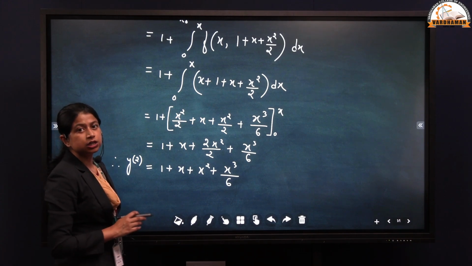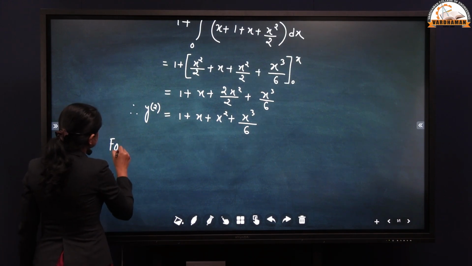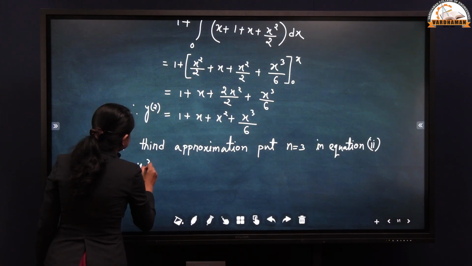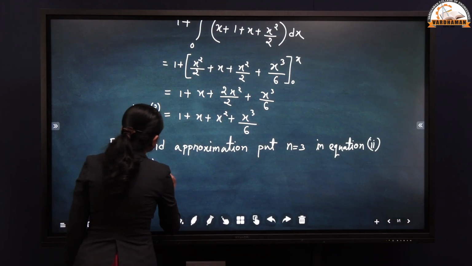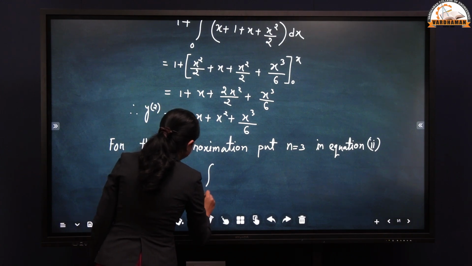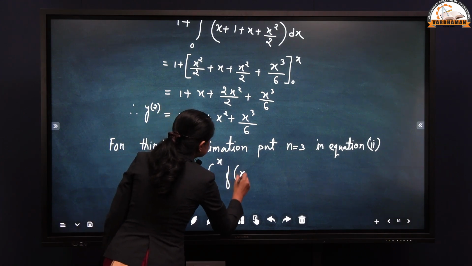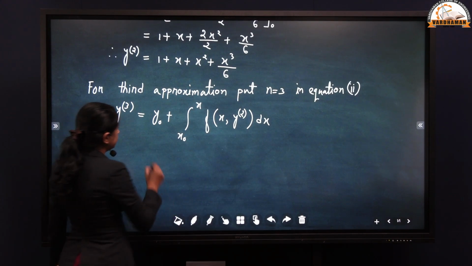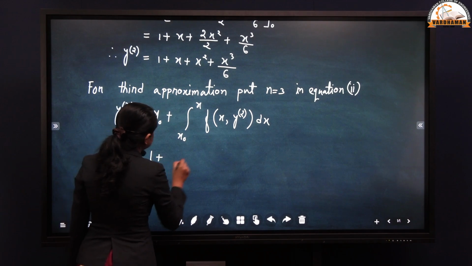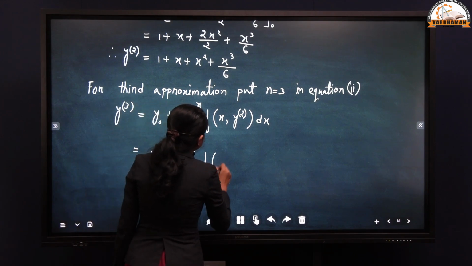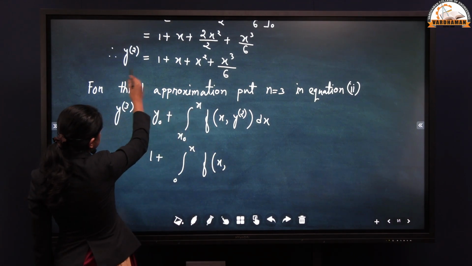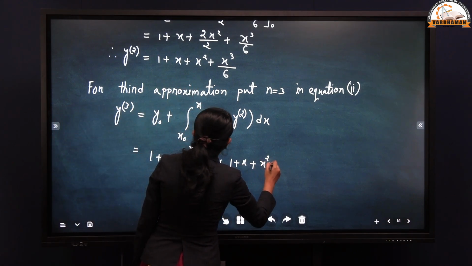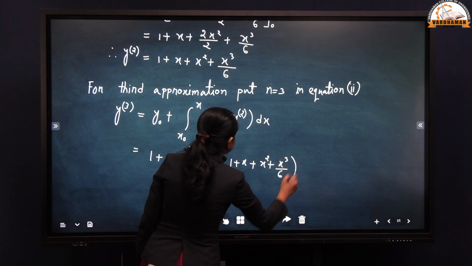We need to find till the third approximation. For the third approximation, put n equal to 3 in equation 2. We will get y3, the third approximation of y, is equal to y naught plus the integral from x naught to x of f of x comma the second approximation of y dx. Now let us substitute the values. y naught is 1 plus the integral from 0 to x of f of x comma the second approximation of y, which is given by 1 plus x square plus x cube by 6 dx.